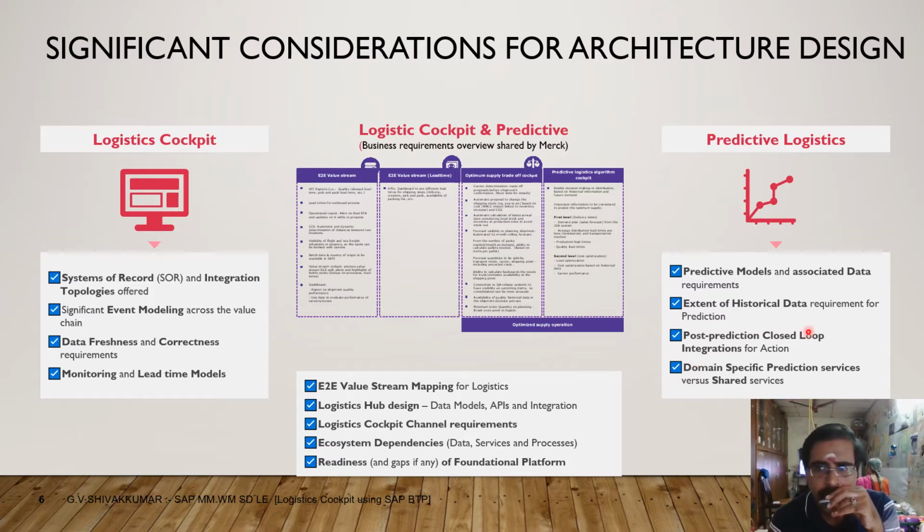And then domain-specific prediction services with shared services. Whatever domain issues come, SAP can track and trace them, put a stop to error results, and make a positive result for the end-to-end logistics. So these are the predictive logistics and analytical actions required for BTP in addition to SAC, for designing an end-to-end logistics cockpit.